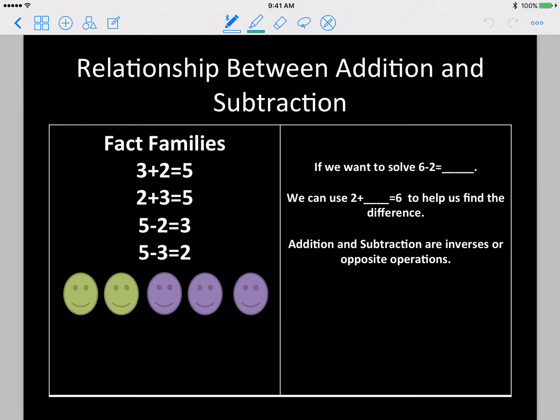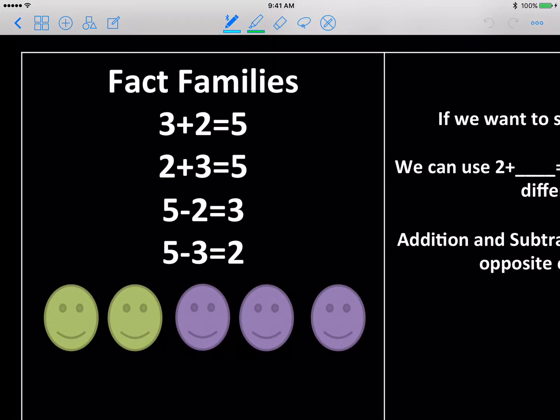Now I want to discuss the relationship between addition and subtraction. Addition and subtraction are very much related. They're actually inverses, or opposite operations, of each other. And I want to take a look to review their relationship. So in our fact family, 3 plus 2 equals 5, 2 plus 3 equals 5, 5 minus 2 equals 3, and 5 minus 3 equals 2. We can see that the three numbers have different operations, but they're all very similar.